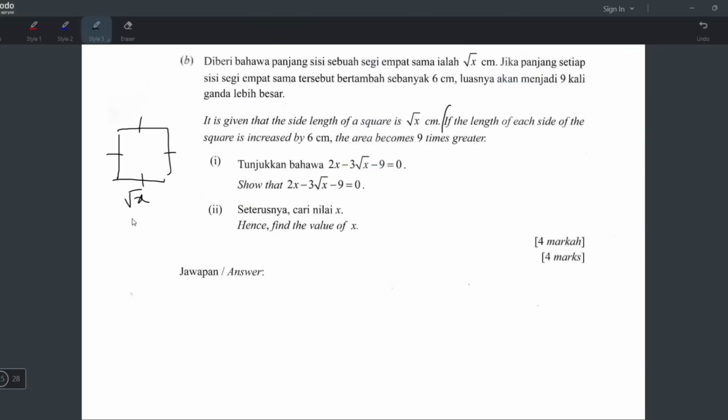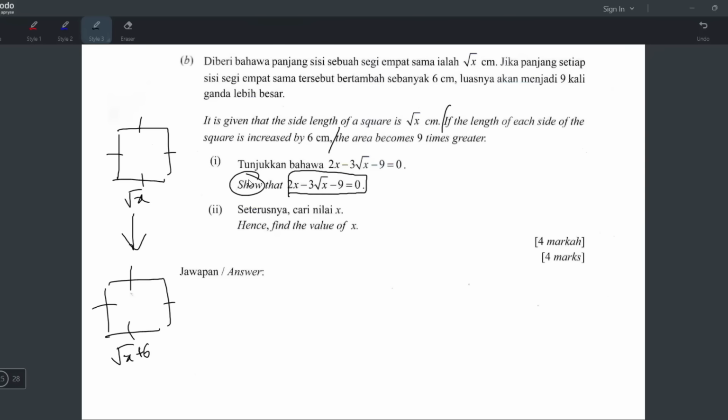So we have a new square, but this time the side is plus 6 already. So it'll be square root x plus 6, and the area becomes 9 times greater. Oh, so the new area is 9 times greater than this. And then number 1, show that 2x minus 3 square root x minus 9 equals 0.